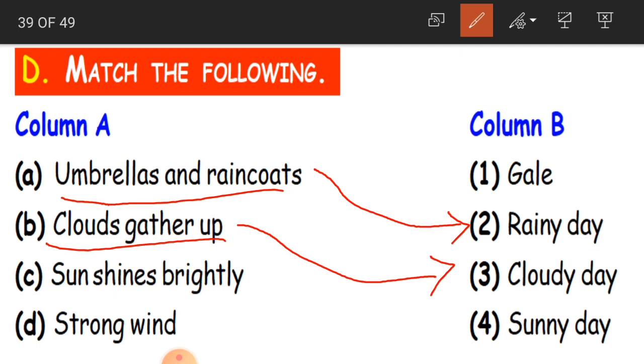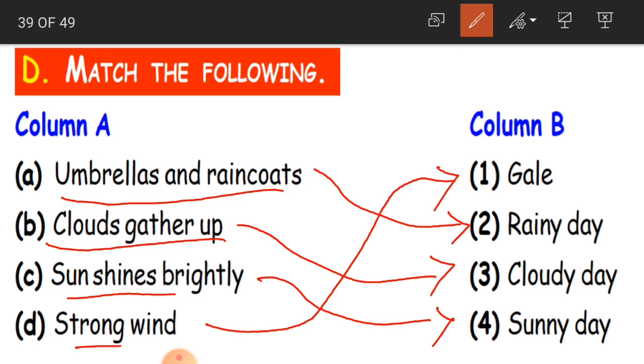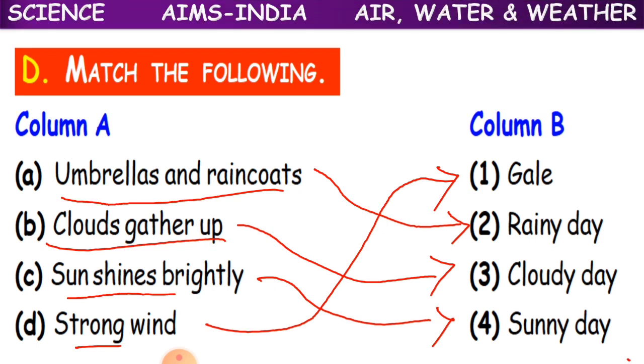Clear, children? Now the C option is sun shines brightly. When does the sun shine brightly? When we are able to play outside without any disturbances, because there is no rain, no wind. Where we can play comfortably, that is on a sunny day. And the last one is strong wind. It is called a gale. Clear, children? This is what we have done with match the following.